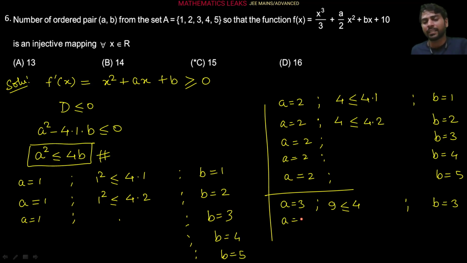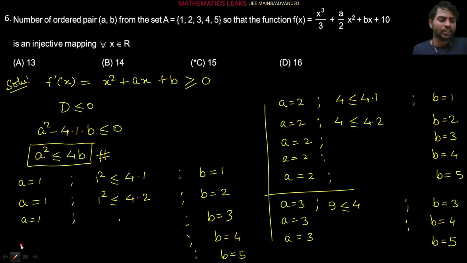Similarly, A is 3, so B equals 4 will also satisfy here. 4 into 4 is 16, and here 9, so 9 is less than 16. B equals 5 also: here it will be 20, and 9 is less than 20, so it is satisfying here. So these are the 3 ordered pairs with A equal to 3, correct?